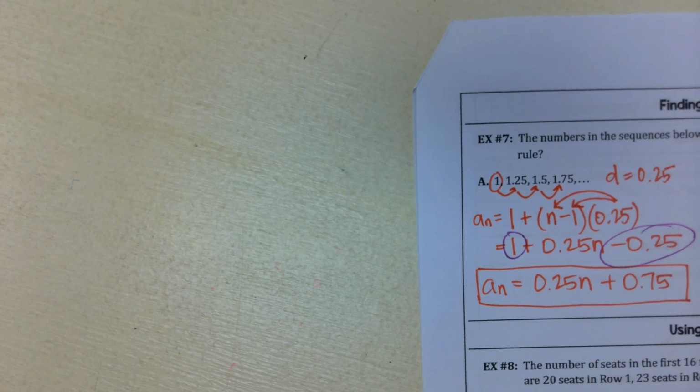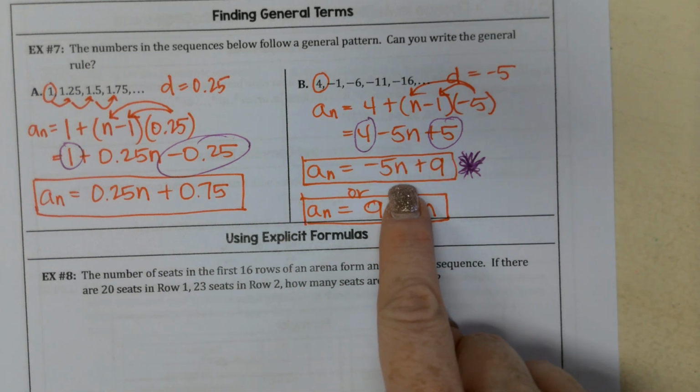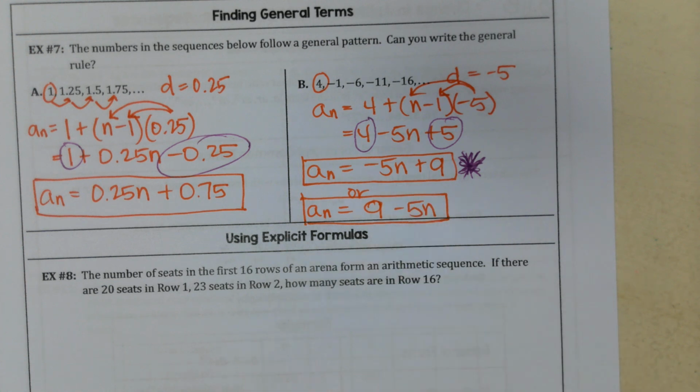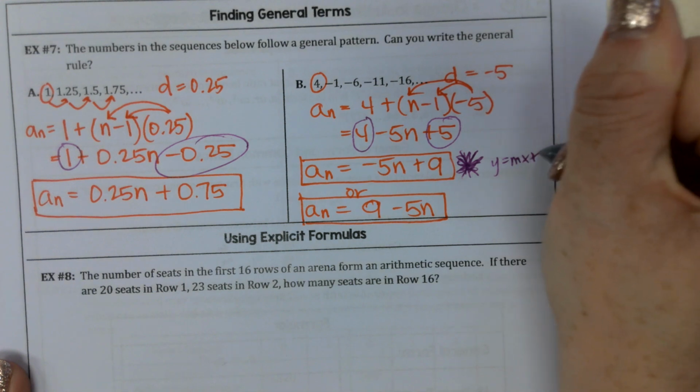Are you ready? Why do you think I put a purple star by the one on the top? Yeah, it can be written like that. This is actually my preference. Does anybody know why? Variable comes first. Yeah, your variable comes first. y = mx + b. This right here is in that slope-intercept format, okay? I'm going to write that out to the side. y = mx + b.